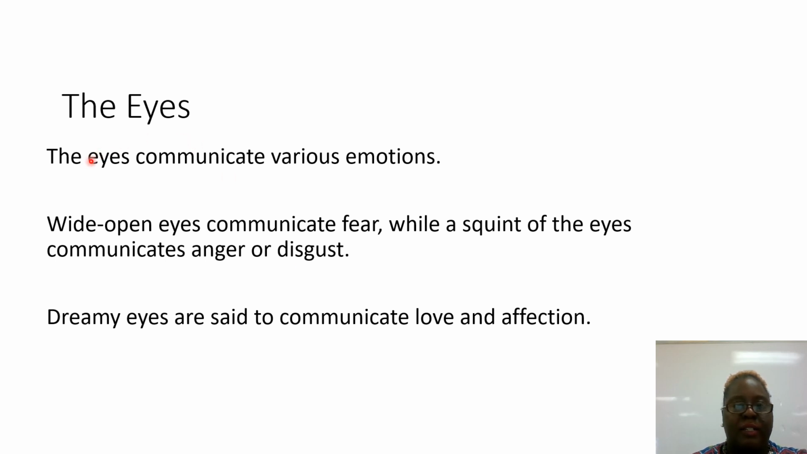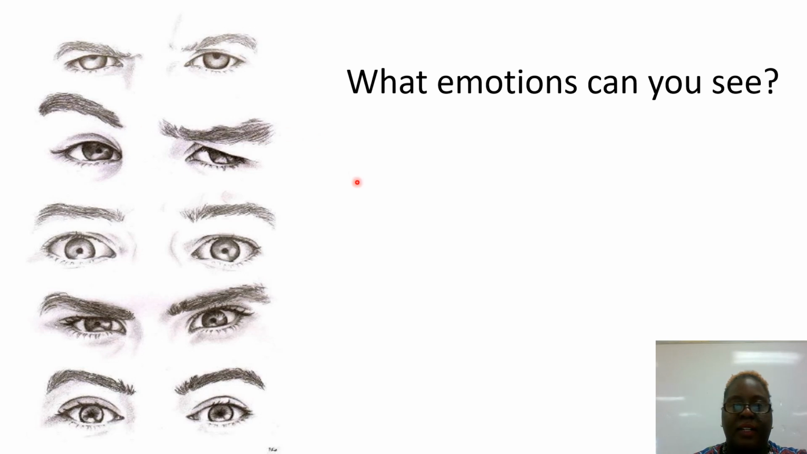Now students, so the eyes. The eyes communicate various emotions. Wide open eyes communicate fear, while a squint of the eyes communicates anger or disgust. Dreamy eyes are said to communicate love and affection. Now, what emotions can you see in these various diagrams of the eyes?